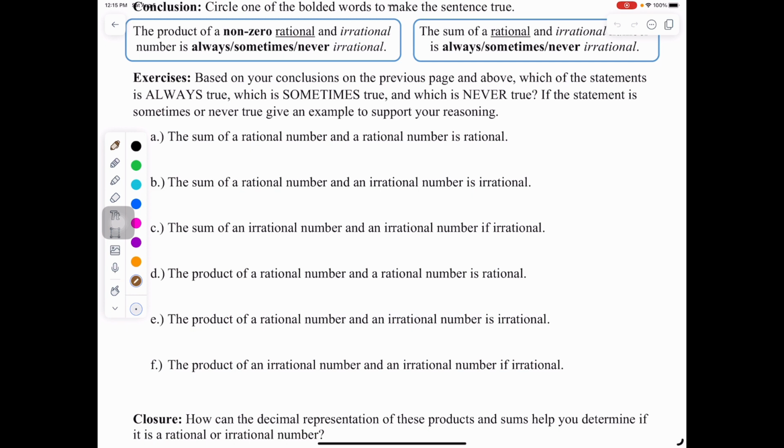So let's look at letter A together. The sum of a rational number and a rational number is rational. So that's talking about the sum of two rationals. Now you can think of that yourself, but you also have your table to refer back to. So the sum of rational and rational was in investigation number 2. Our answer was rational every single time.